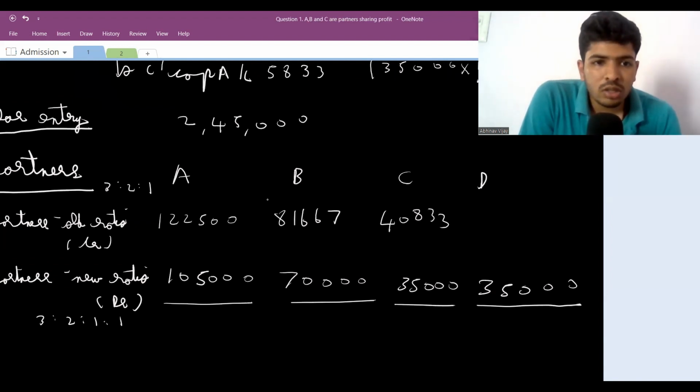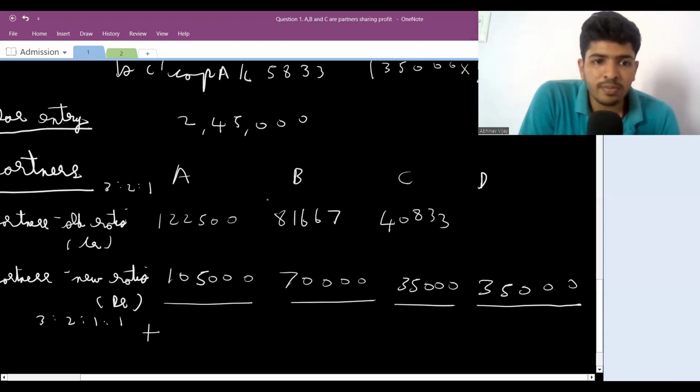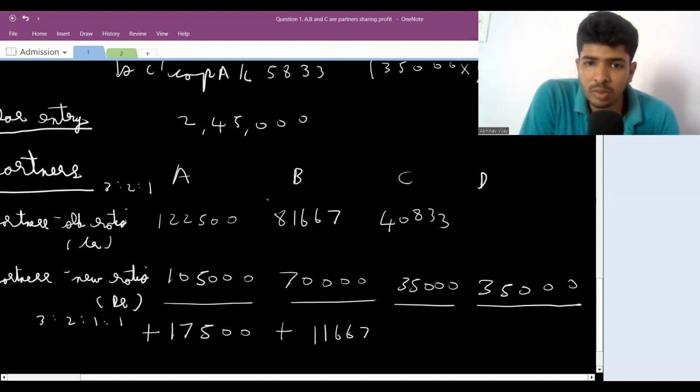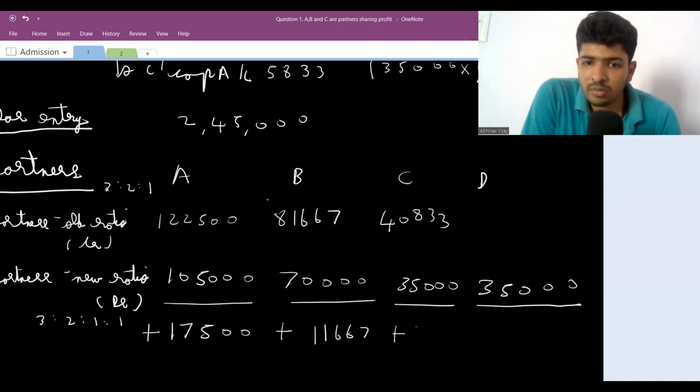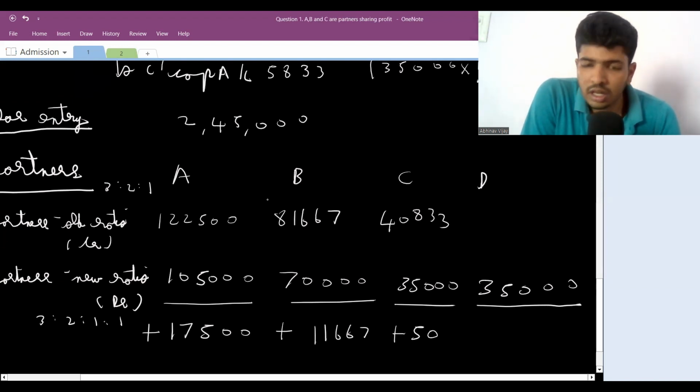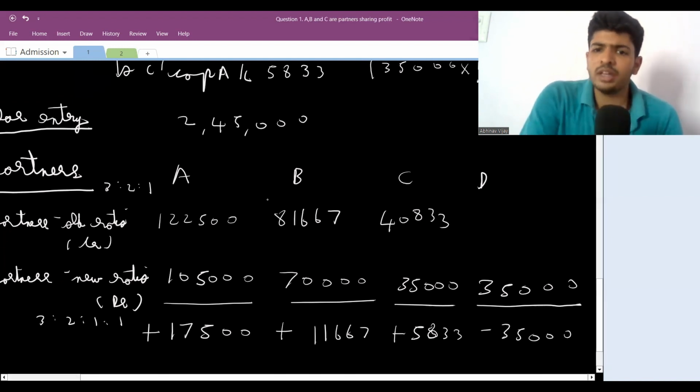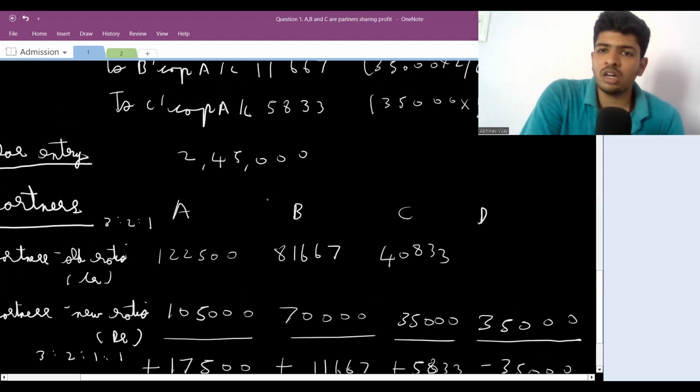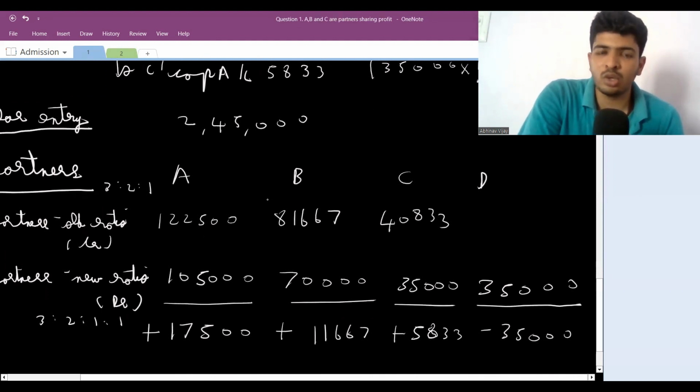So basically, he earned this much, but he gets only this much. So you have to give him 17,500 rupees. And this guy earned this much, he gets only this much. So you have to give him 11,667 rupees. And same, you have to give him 5,833 rupees more. And you have to take 35,000 rupees from him. Why? Because D did not earn anything, but he's getting this much because of the new ratio.